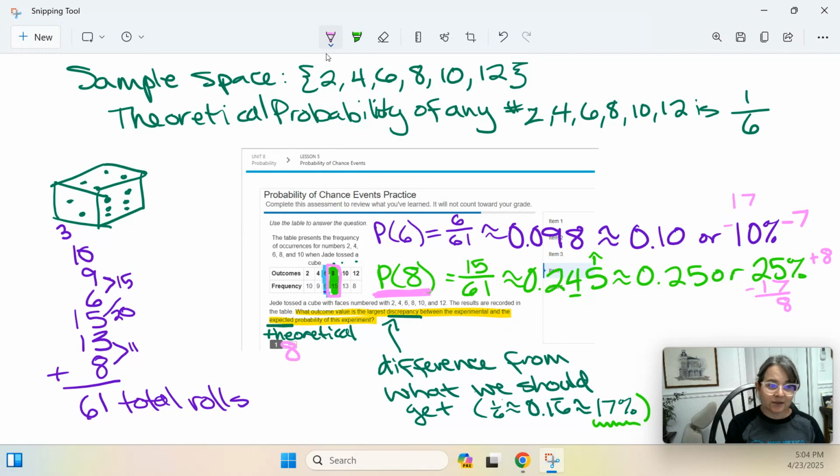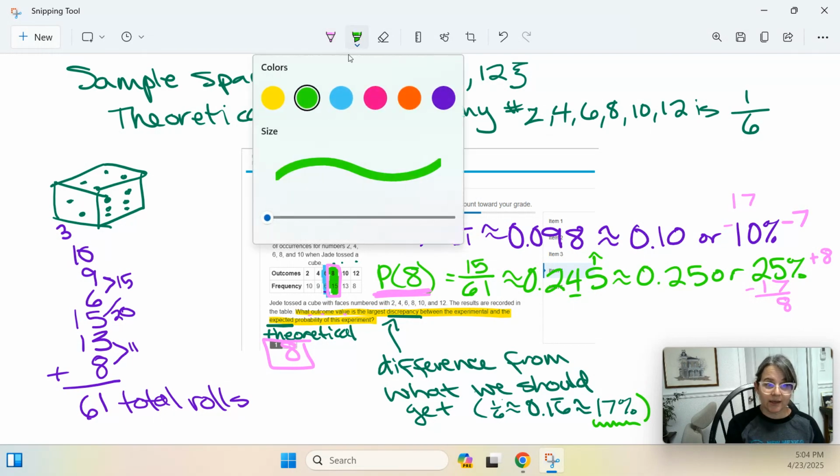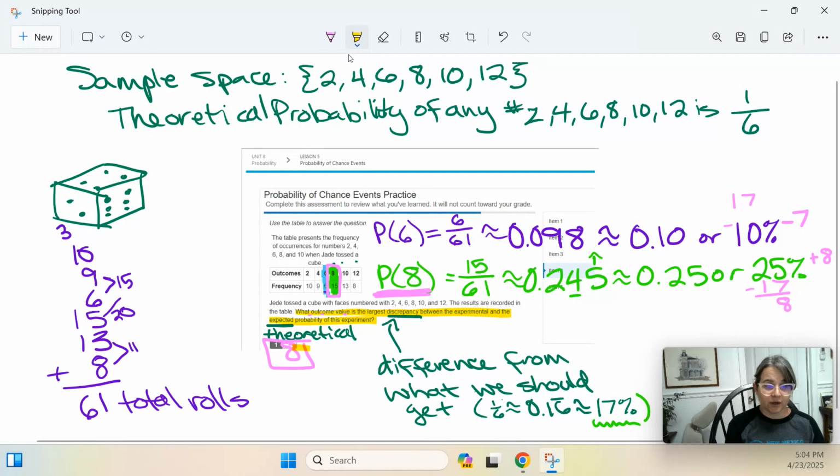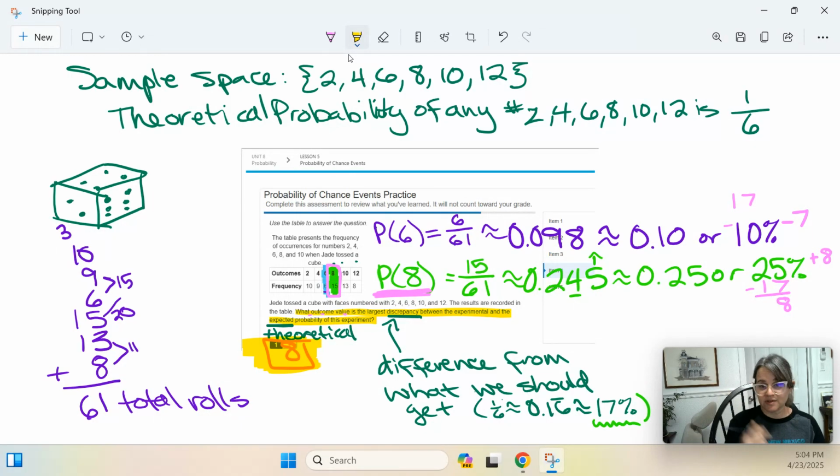It's the 8. Okay, and if you look here, it says what outcome value. Those are the 2, 4, 6, 8, 10, 12. So the outcome value that was furthest away from the theoretical probability was 8, with a 25% occurrence in this die rolling experiment here.